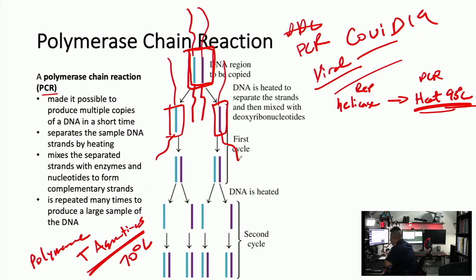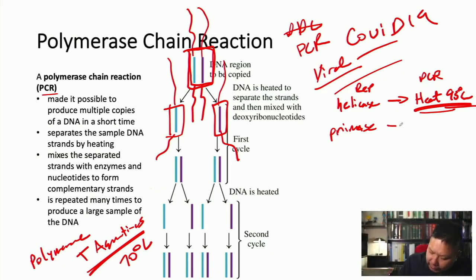But in replication, same thing happens. It uses an enzyme called primase. Primase tells DNA polymerase, RNA polymerase, where to start, right? But in PCR, we use primers. And what are primers? They're literally very short pieces of DNA, right? Very tiny short pieces of DNA that are single-stranded that match the beginning and the end of the gene that we want to amplify, right? Like so.